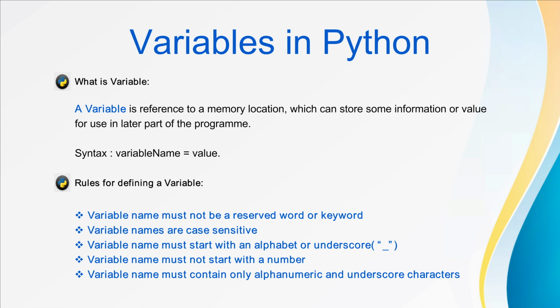So, if you create a variable inside a function, then we call that variable local to that particular function, and it is not accessible outside the function.